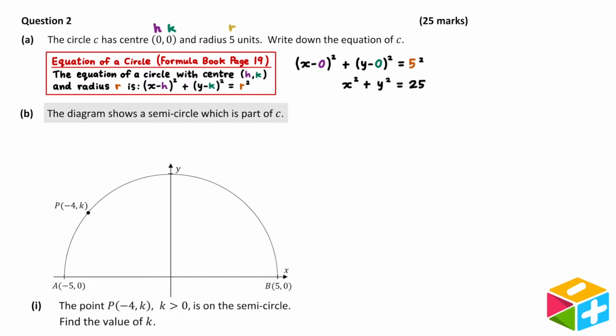Part B. The diagram shows a semicircle which is part of C. The point P, (-4, k), where k is greater than 0, is on the semicircle. Find the value of k.